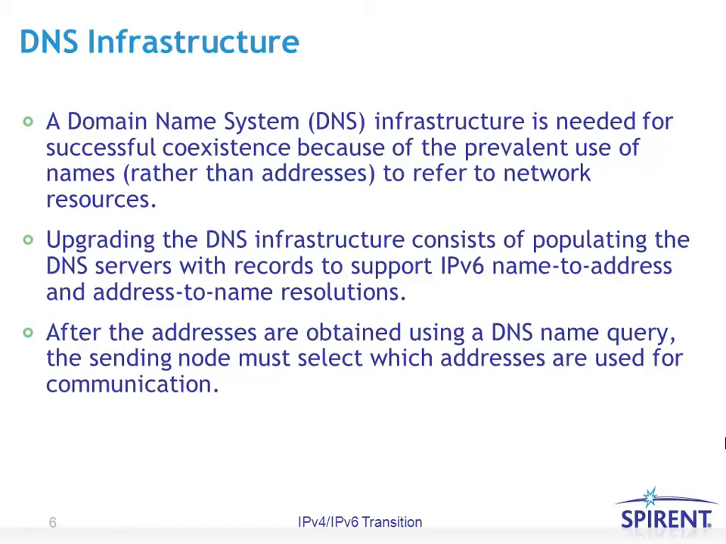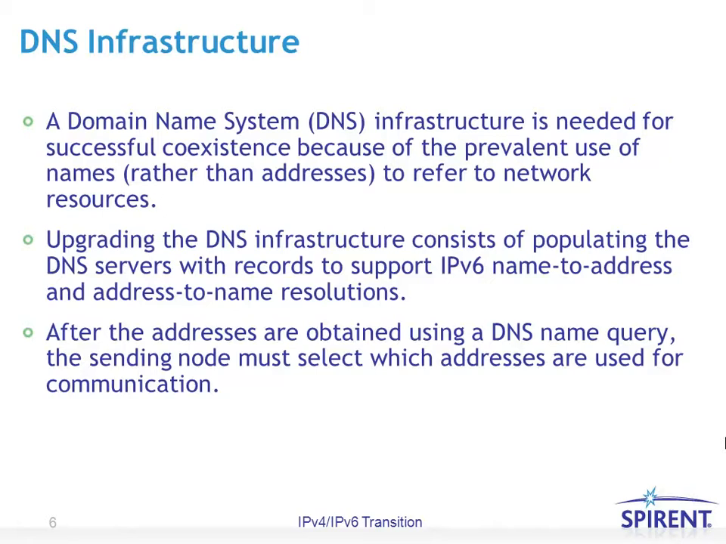So upgrading the DNS infrastructure consists of populating DNS servers with records to support IPv6 name to address and address to name resolutions. After the addresses are obtained using DNS, the sending node must select which address to use for communication. The idea is you could send a DNS request for a specific name and actually receive back both an IPv4 and an IPv6, or possibly even many flavors of IPv6 addresses, as we talked about earlier with scoped addresses, that you might have multiple IPv6 unique addresses to select from.